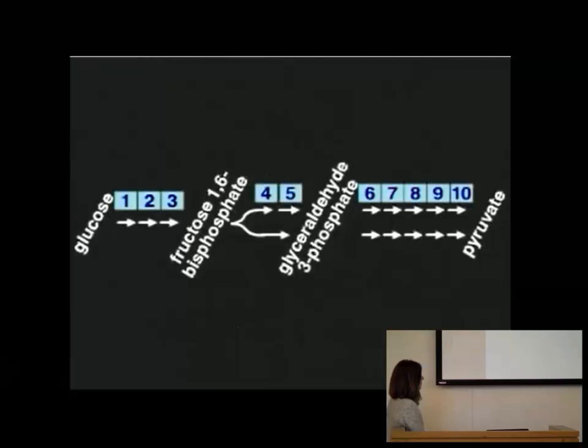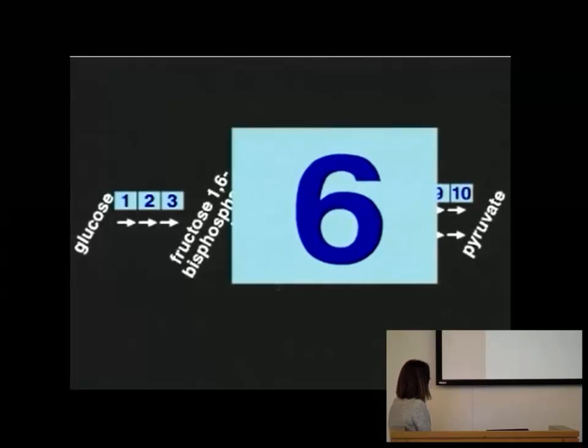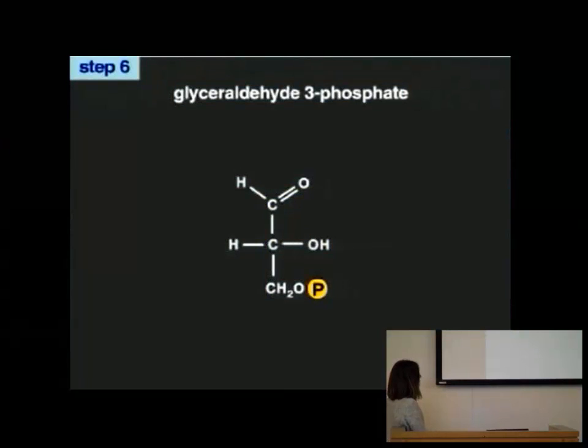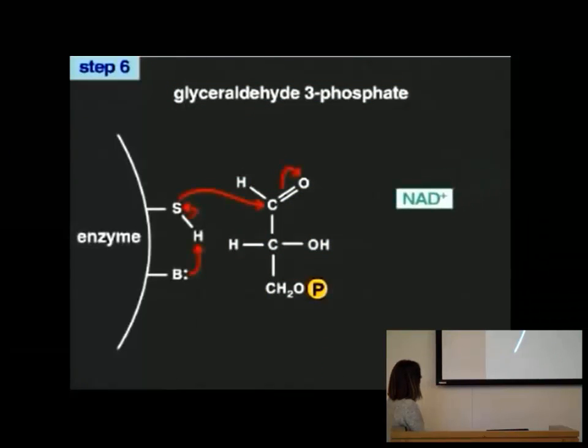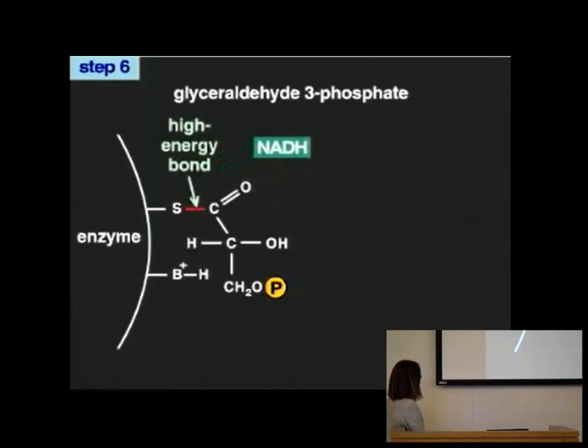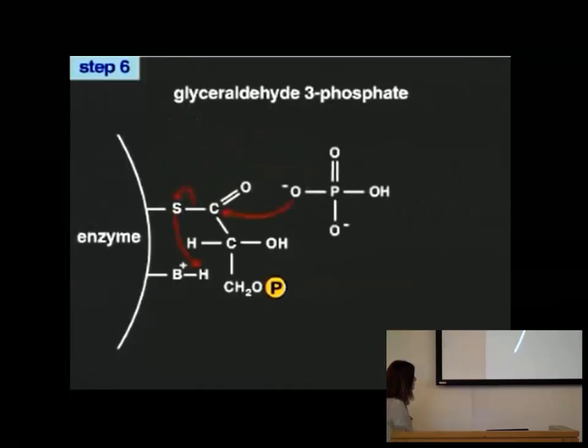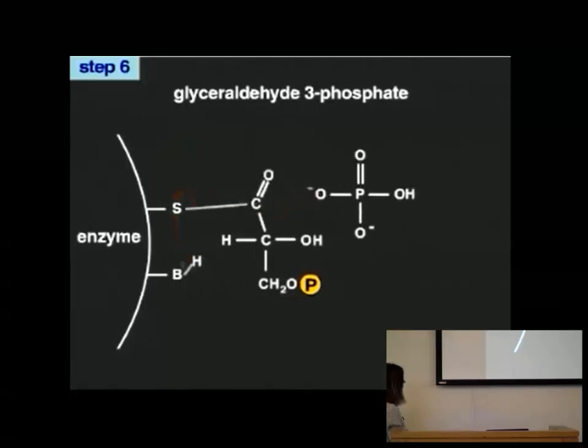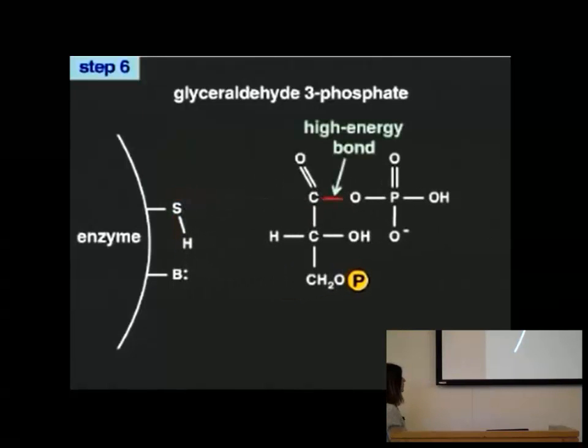These are the energy generation steps of glycolysis. In step 6, the enzyme glyceraldehyde 3-phosphate dehydrogenase uses NAD to oxidize glyceraldehyde 3-phosphate. The resulting molecule is connected to the enzyme by a high-energy thioester bond. A molecule of inorganic phosphate displaces the high-energy thioester bond, forming a high-energy acyl anhydride bond. It's very strange. The resulting molecule is 1,3-bisphosphoglycerate. Look at all that's going on in that molecule.